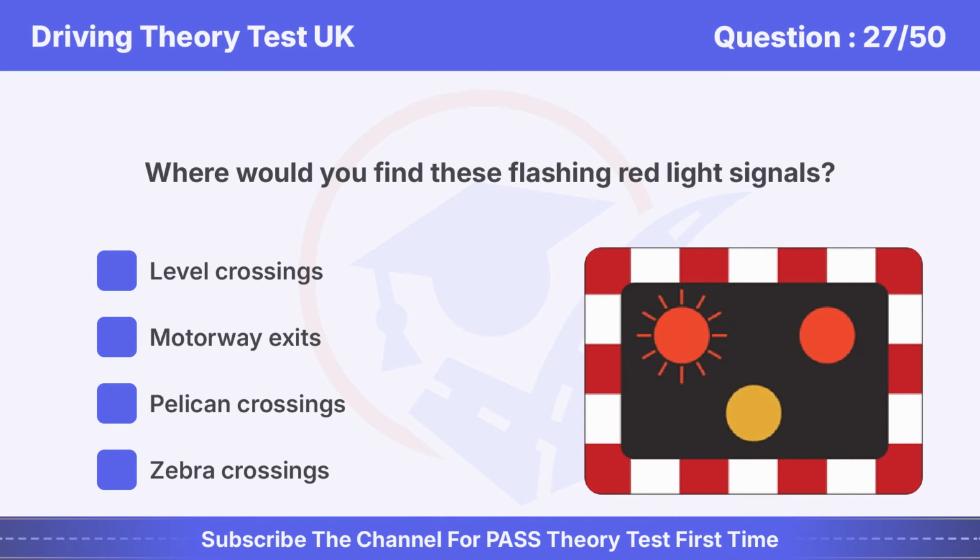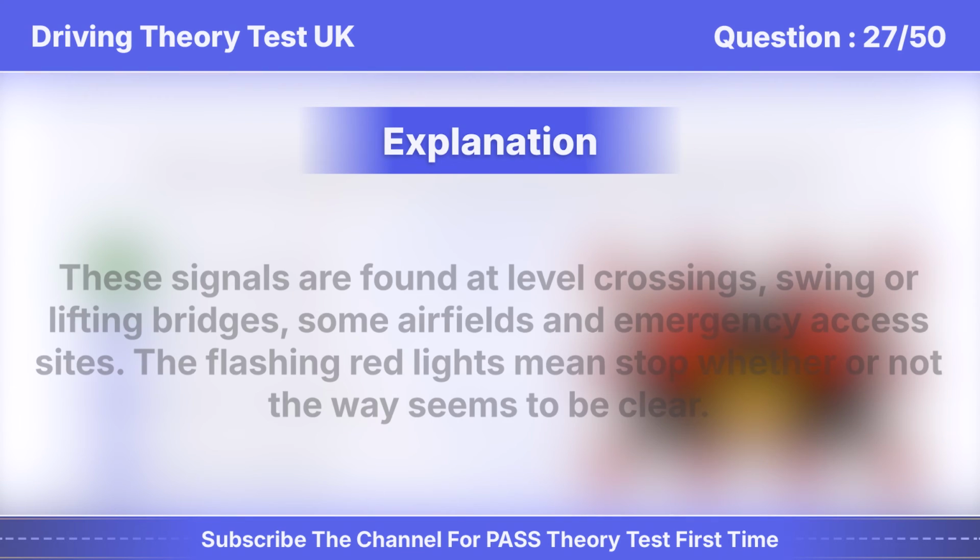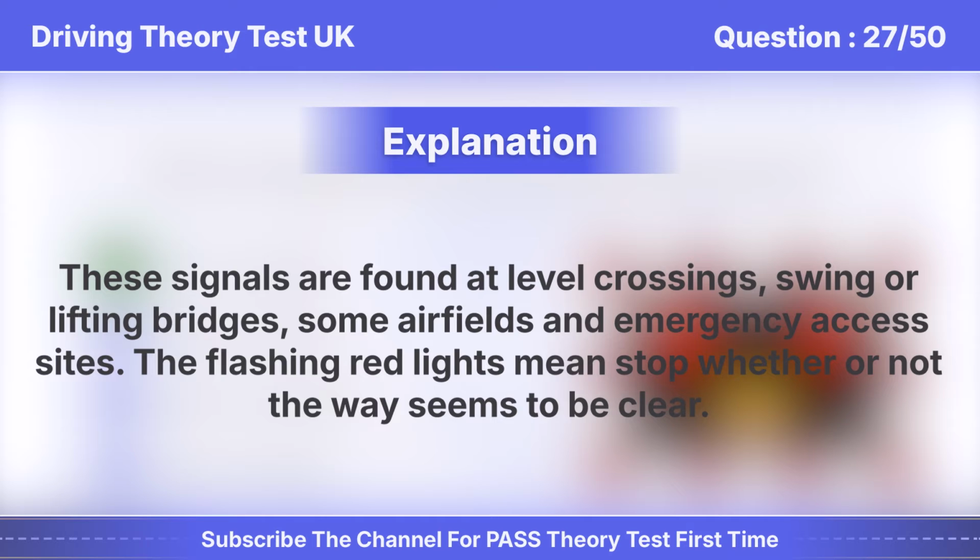Question 27. Where would you find these flashing red light signals? Answer is A, level crossings. These signals are found at level crossings, swing or lifting bridges, some airfields, and emergency access sites. The flashing red lights mean stop whether or not the way seems to be clear.